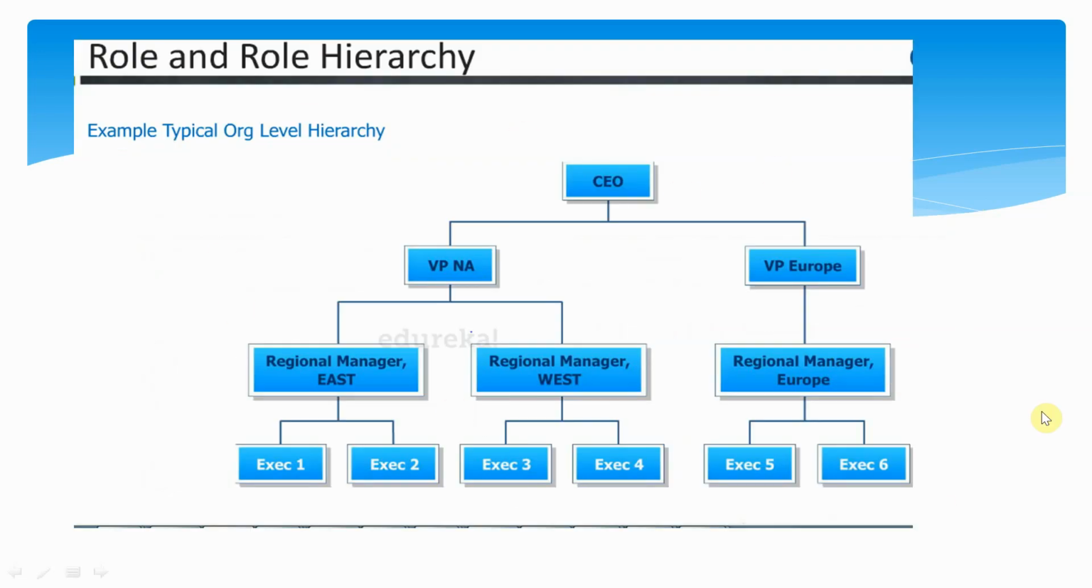So now this is a typical role hierarchy. CEO is at the top, VP, Europe, North America. So if a regional manager creates a record and OWD is set to private, only he can see the record or his managers can see. If you have to give access to the peers, you have to create a sharing rule as an admin.